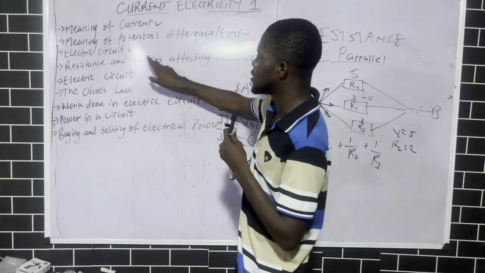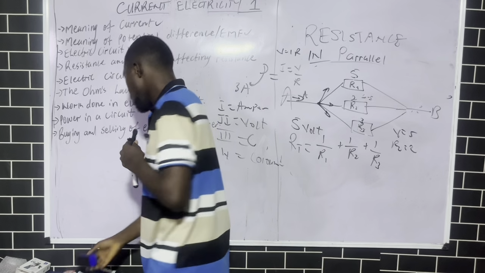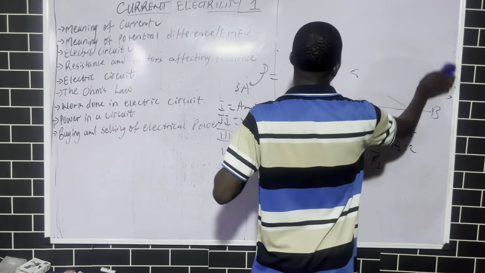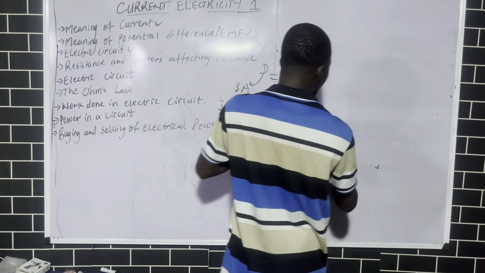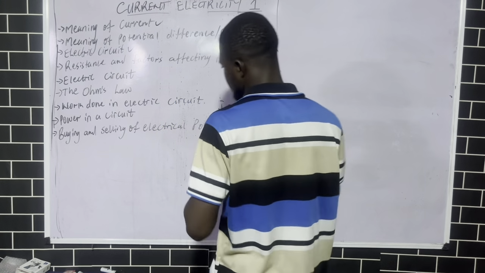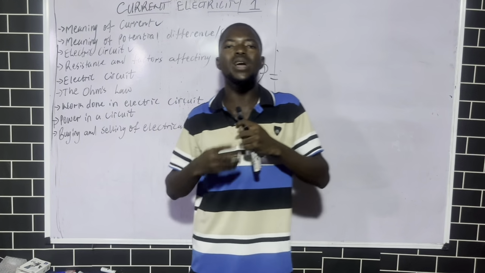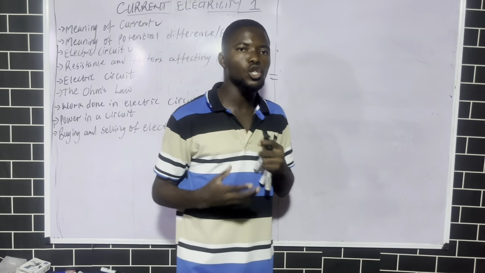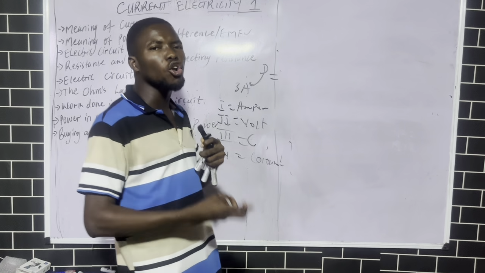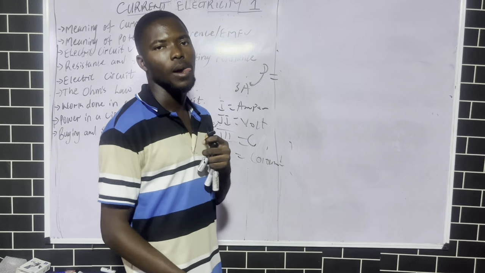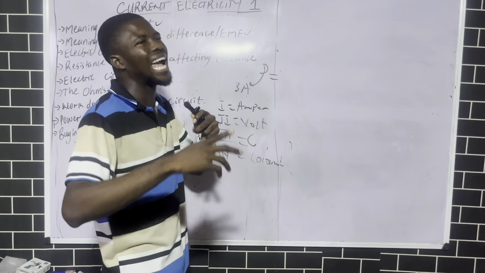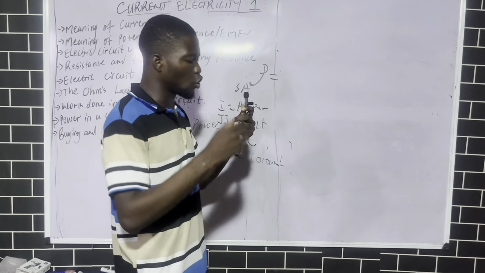So I've talked about this. So let's talk about Ohm's law. What is Ohm's law? It's a law. So if it's a law, we can bring it into mathematical computation. Ohm's law states that the current flowing through a metallic conductor, let's say a wire, is directly proportional to the potential difference across the ends of the conductor.